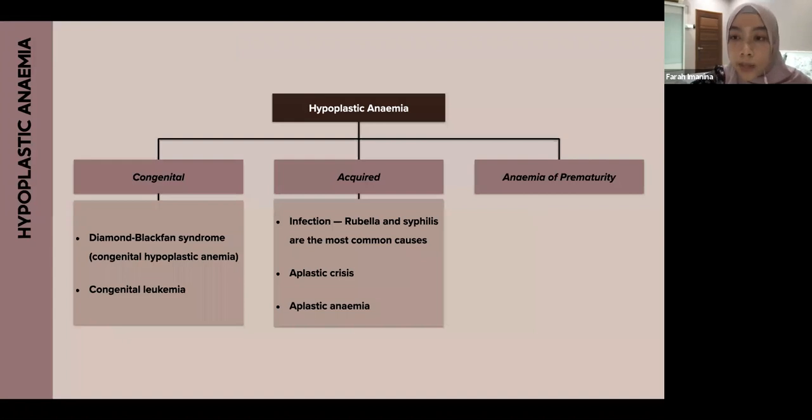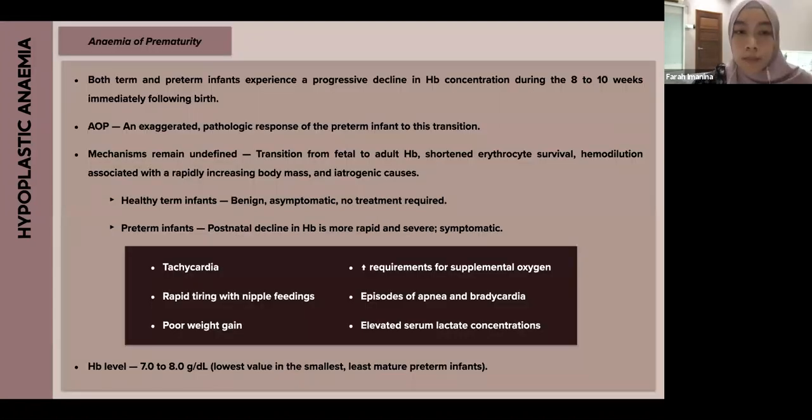Okay, just a bit about anemia of prematurity. If you guys can still remember, I talked initially about physiological anemia. It is a form of anemia that occurs in the term infant, but the preterm infant also has a normal reduction in hemoglobin. However, this normal reduction of hemoglobin that occurs in the preterm babies is more severe, more rapid, more exaggerated compared to that occurring in the term babies. So this condition, we call anemia of prematurity.